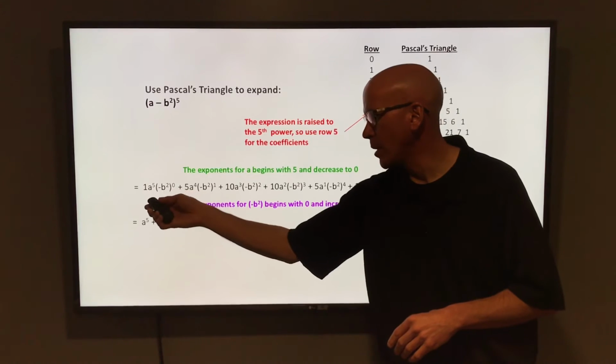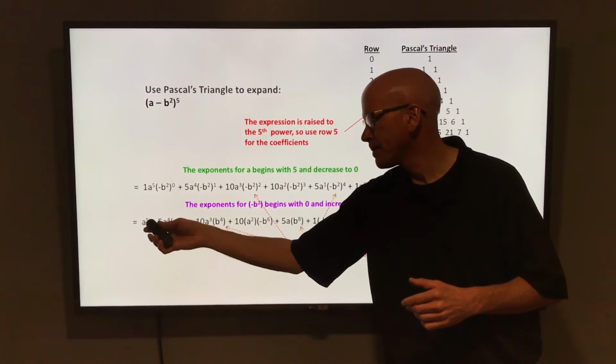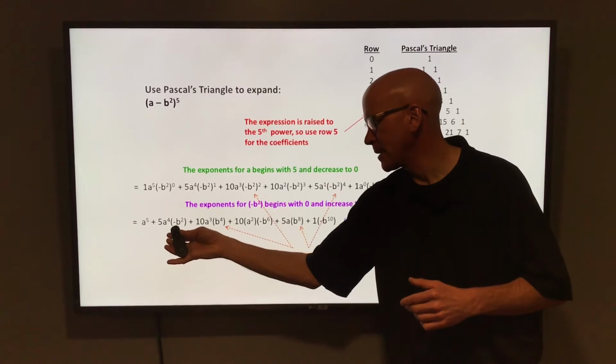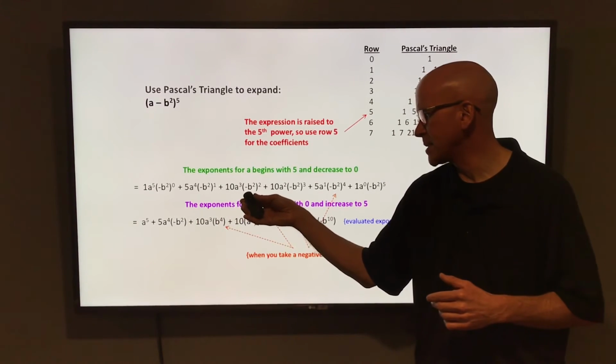Out front, we don't need the 1. We don't need negative b squared to the 0. That's just 1. So that first term will be a to the 5th. And we have 5 times a to the 4th times negative b squared to the 1st. And that negative b squared to the 1st, that is going to be negative b squared. And we have 10a to the 3rd times negative b squared to the 2nd.